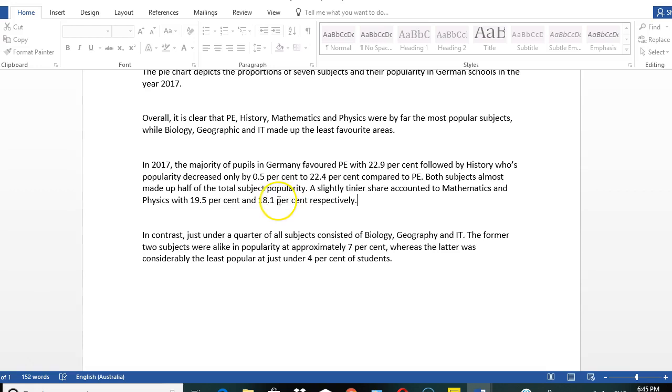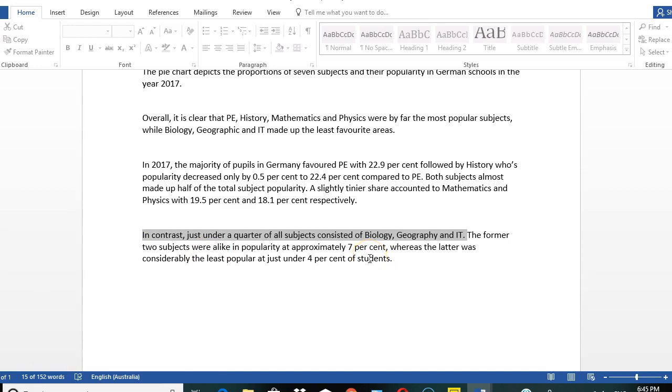respectively. Okay. I would use the symbol of percent because again, this is 2 words and you are using extra 2 words every time, here, here, and here. So if you intend to write more, using this word is actually subtract from your word count again. Okay, very nice highlights. Very good use of vocabulary, quite clear most of the time, except the sentence that I told you. In contrast, just under a quarter of all subjects consisted of biology, geography, and IT.